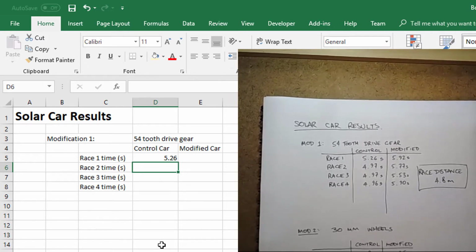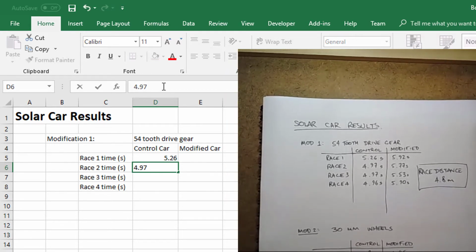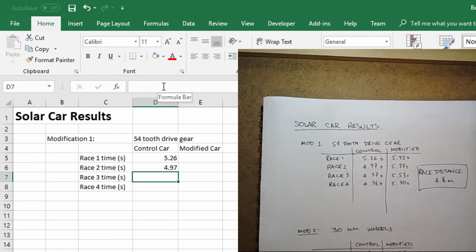So let me just compare that again. If I put my second one in, 4.97 seconds, if I do that, okay, see how this number here is over on the left-hand side and this one's over on the right-hand side? That's because over here, Excel thinks that's just some text, and it won't be able to do any calculations with that number until I get rid of that S. So again, if I go into here, come up here and I backspace the S and hit enter. Now see it's on the right hand side. So Excel now thinks that that is a number, not a letter.